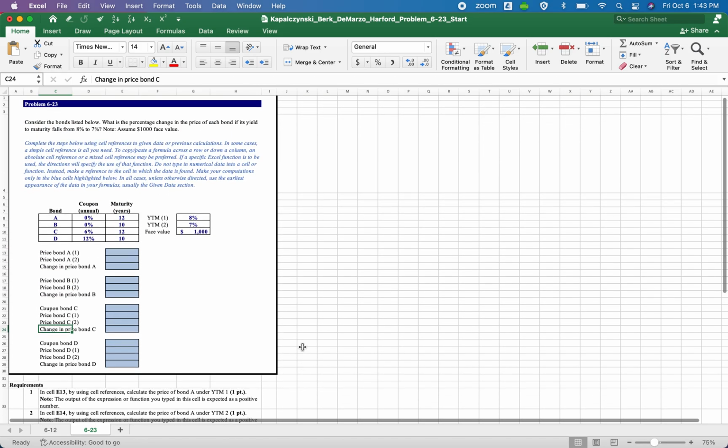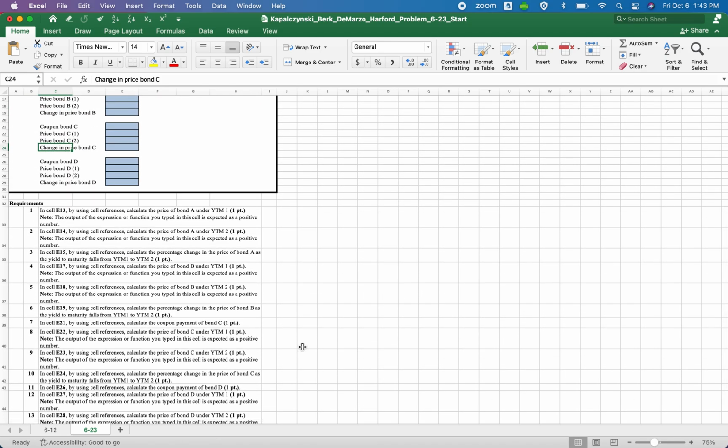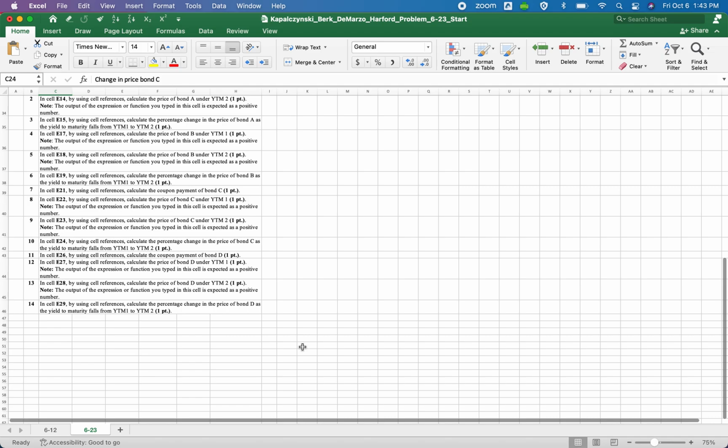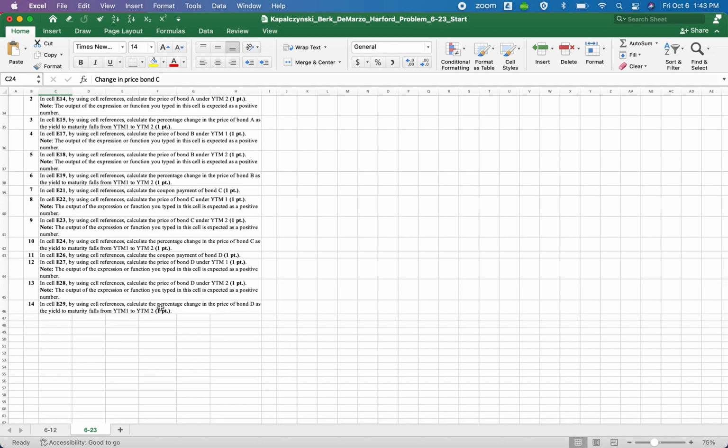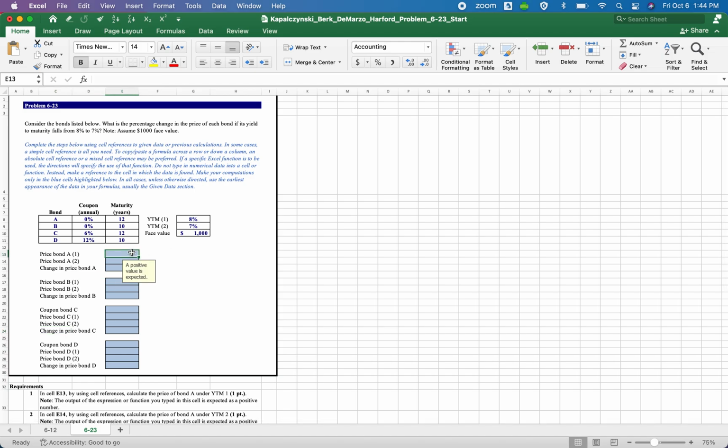All right. Here you have tips for how to calculate bond prices and changes in bond prices in percents. Okay, so let's go ahead and get started.